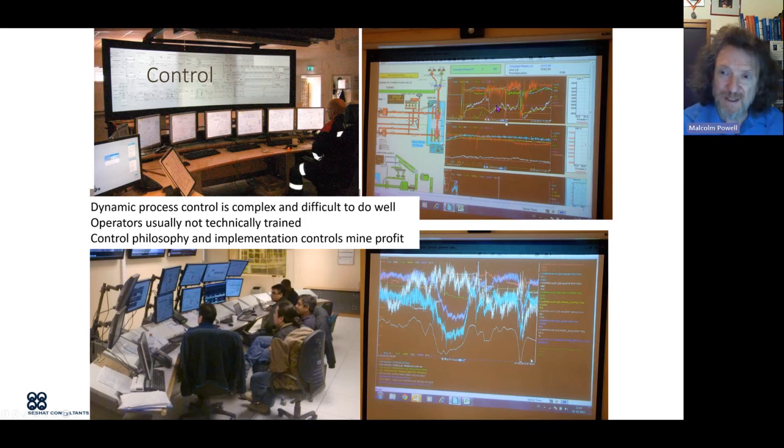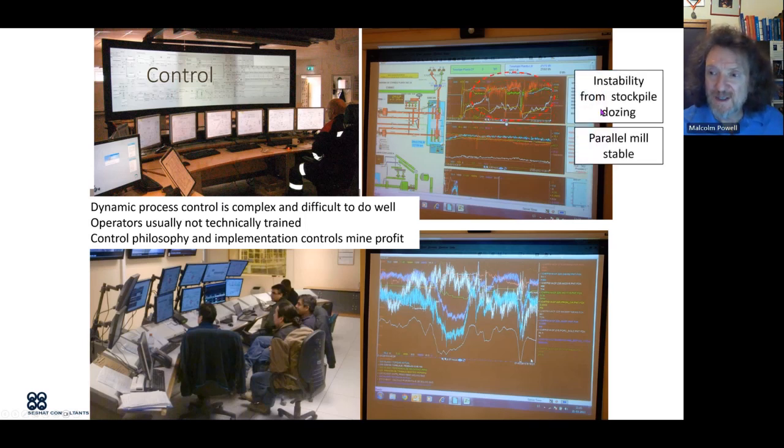Look at this one on the right. These are 2 SAG mills in parallel. And here's one, and you can just see the power's all over the show. And this one's pretty stable. And this is stockpile dosing. They were short of feed because of a primary crusher problem. So they dosed in the stockpile to keep the feed rate going.